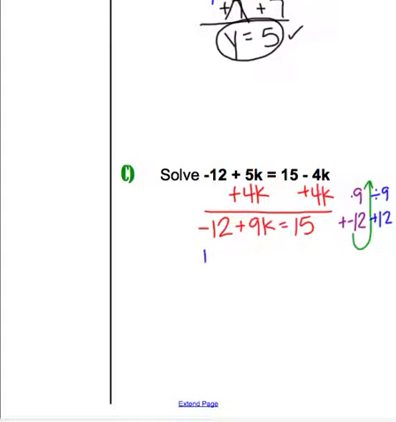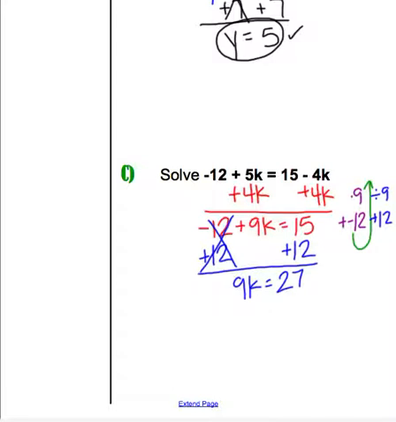So I'll go ahead and do that. Plus 12 on both sides, giving me 9k on the left, and 15 plus 12, which is 27, on the right. Then I will divide by 9 on both sides, canceling my 9's, giving me k is equal to 27 divided by 9, which is 3.